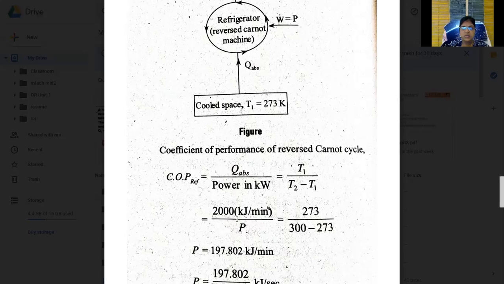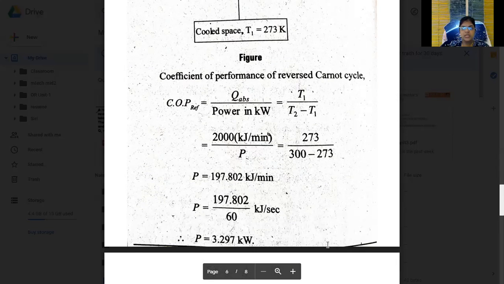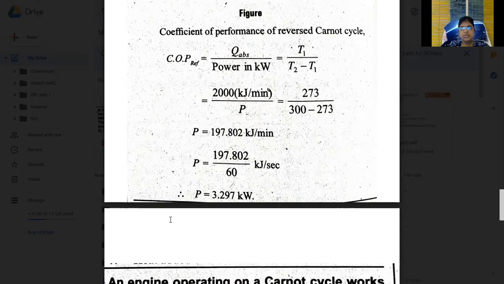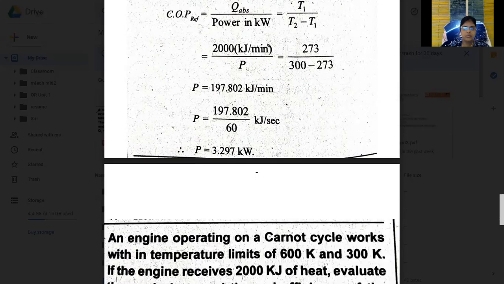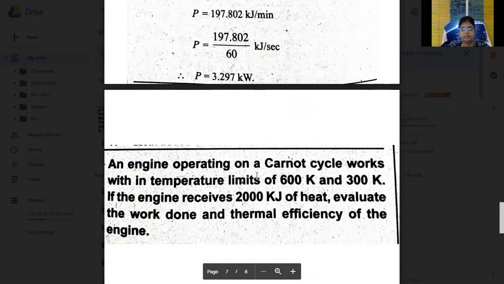Heat absorbed is 2000 kilojoule per minute, so power is equal to 273 by 300 minus 273. Just calculate it, and power is equal to 197.802 kilojoule per minute. One minute is 60 seconds, so in the form of kilojoule per second, joule per second is nothing but watt. So finally we got the power in the form of kilowatt.